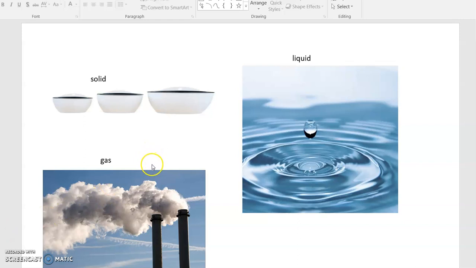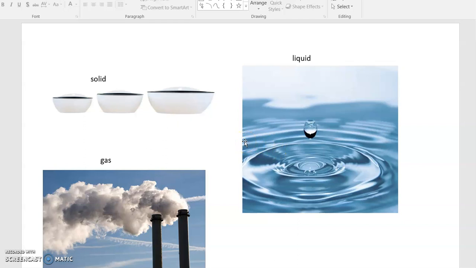Non-metals will take different forms or will take different states. You have some non-metals that are solid, some are liquid, some are gas. So, at room temperature, you'll find all these three states for your non-metals. Remember in grade 4, you were taught about the 3 states of matter, and these were your solid, your liquid, and your gas.